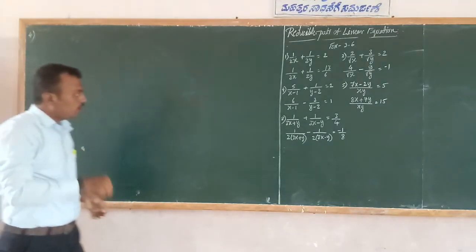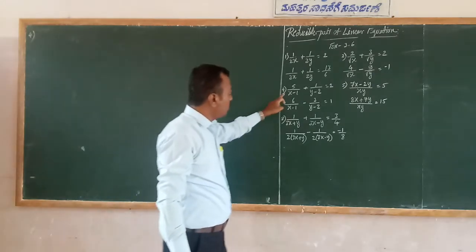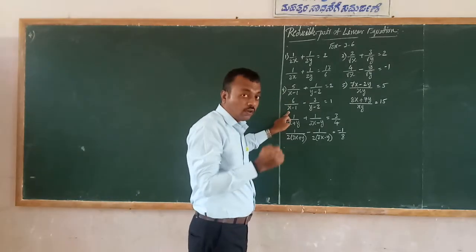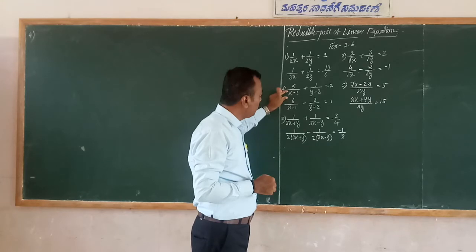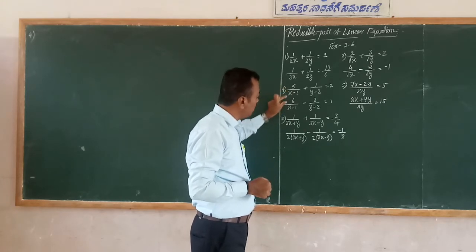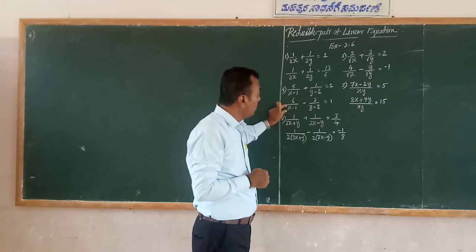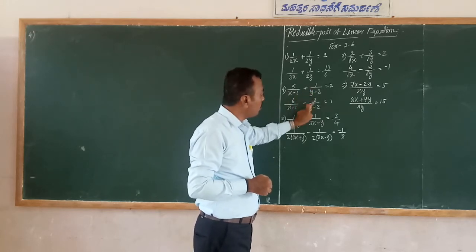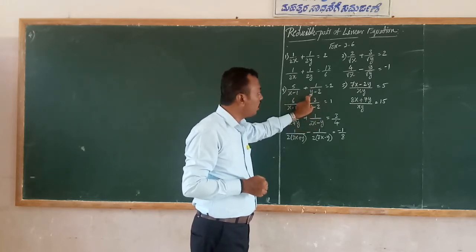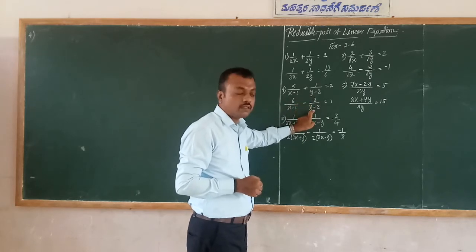What is question number 4? See, 5 upon x minus 1, here also x minus 1. You have to observe these two equations. The denominator in the first equation, the second equation has the same term. Next, 1 upon y minus 2, 3 upon y minus 2. Here also the denominator is y minus 2, here also the denominator is y minus 2.